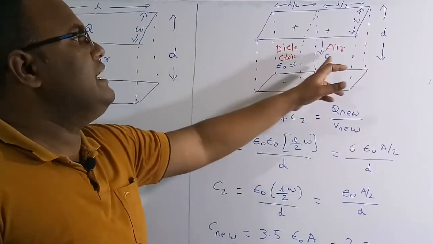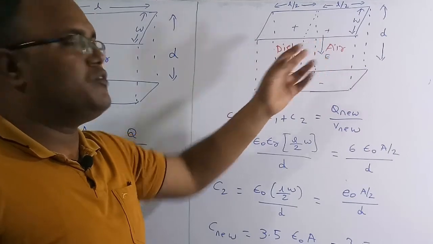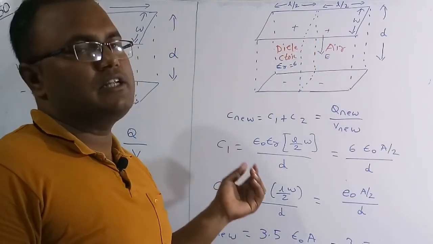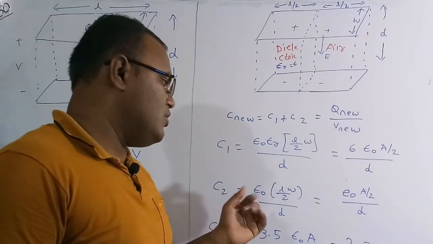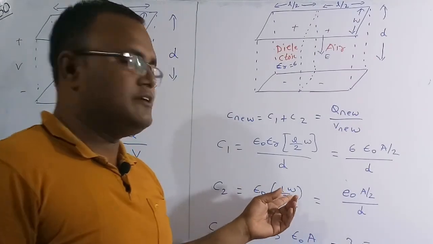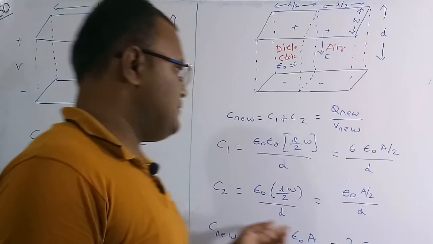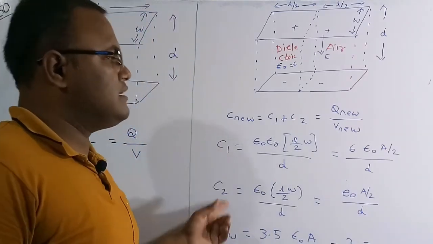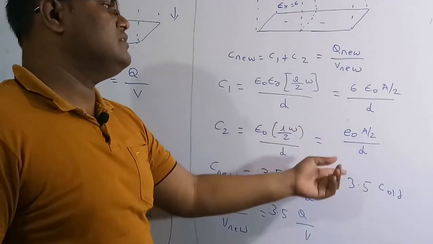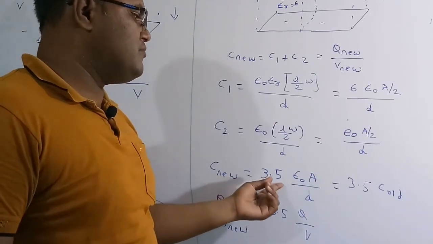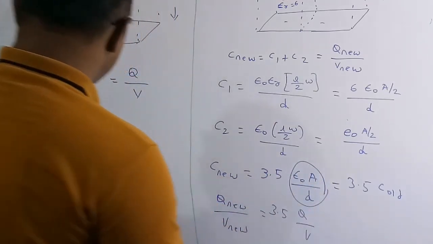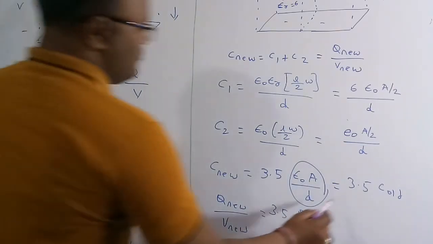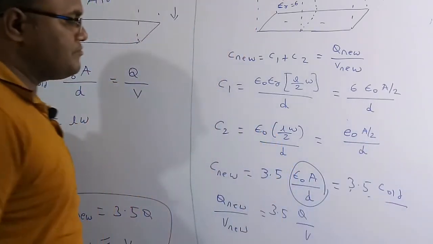But C2 is the capacitance due to air. So epsilon naught into epsilon r, whose value is 1, into area L by 2 into W, by D. Now L into W is nothing but A, so epsilon naught A by 2 into D. If you want C new, you have to add these two, C1 and C2. If you add these two quantities, we get 3.5 into epsilon naught A by D. But epsilon naught A by D is nothing but C old. So therefore 3.5 into C old.